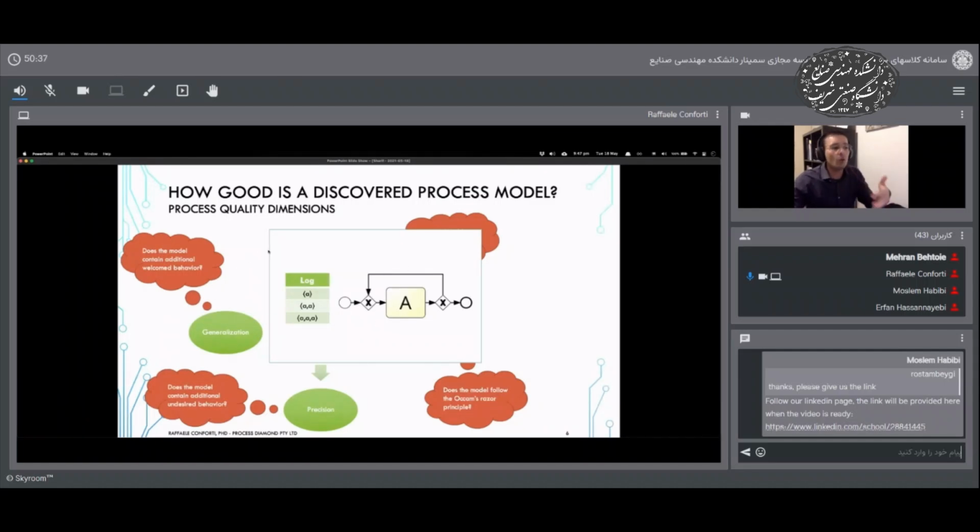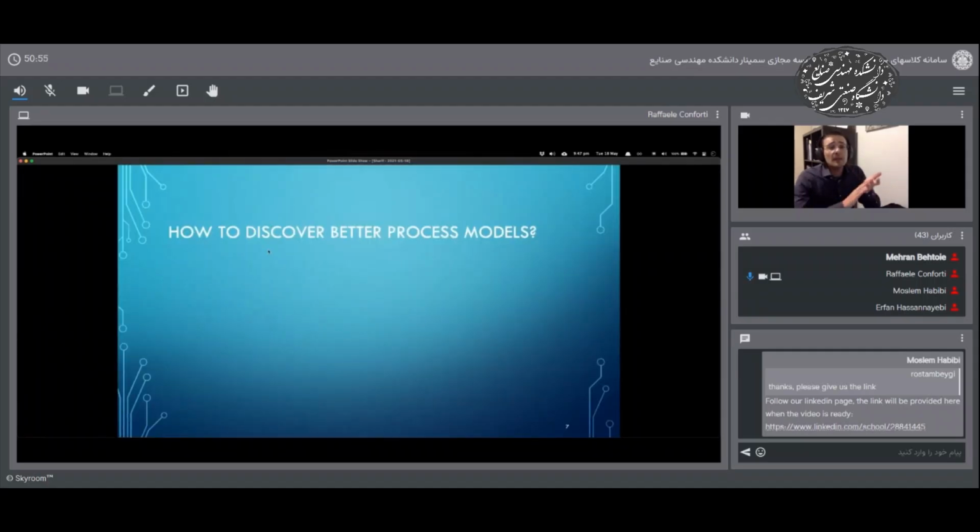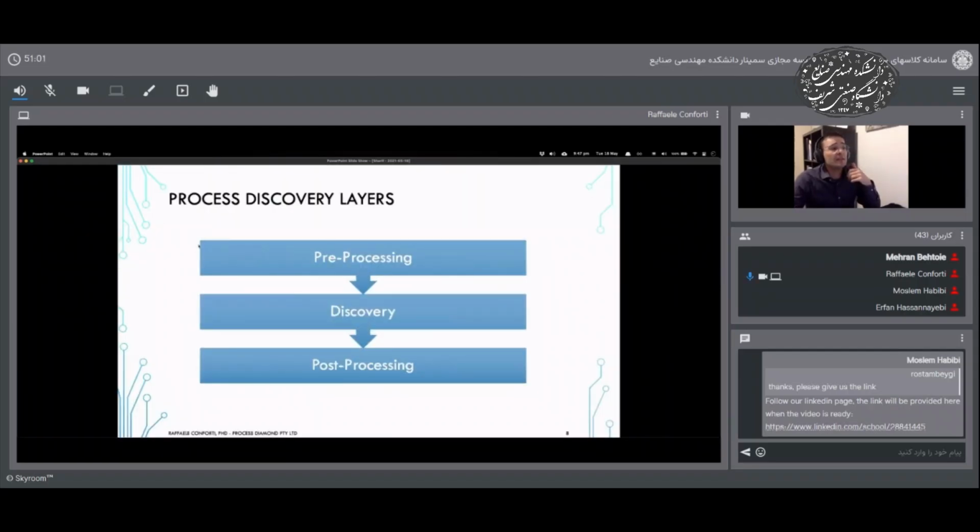So these are the 4 dimensions. And ideally, when you do an analysis, you would like to have a model where these 4 dimensions are all scoring the highest value possible. How can we obtain such results? Well, from my point of view, we can operate at 3 levels. The first level is that we can do some sort of pre-processing.